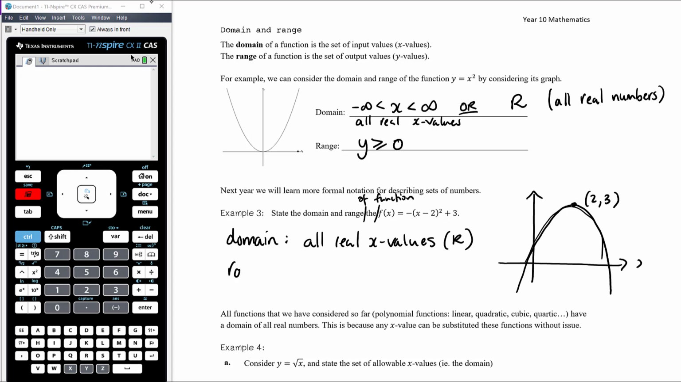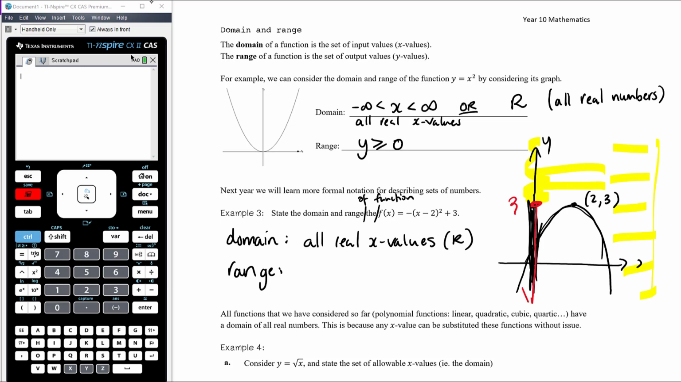Now the range here is not going to be all real y values. This graph doesn't exist for all y values. There's a whole lot of y values up here where the graph doesn't exist at all. So again, if you think about this sort of light source idea, shining light towards the graph, the axis would be in shadow from here down because it'd be blocked by the function, but we're going to be able to get through up here. So that's not part of the range. So the range of this graph would be for all y values from 3 down.